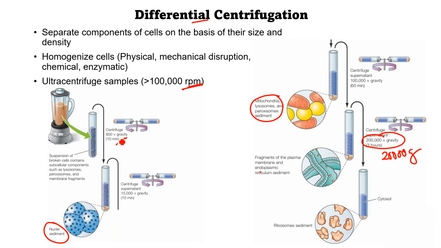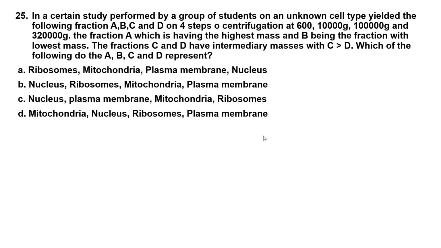First when you centrifuge it, you get the nuclear fraction. Then when you centrifuge it, you get mitochondria, lysosome, peroxisome. So remember the order. This will be helpful in solving these types of questions. So does anyone want to try this question?